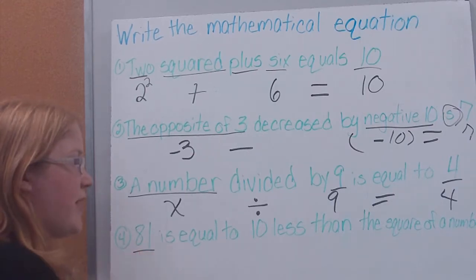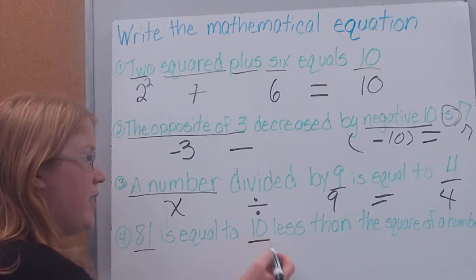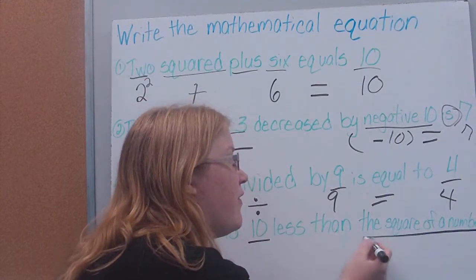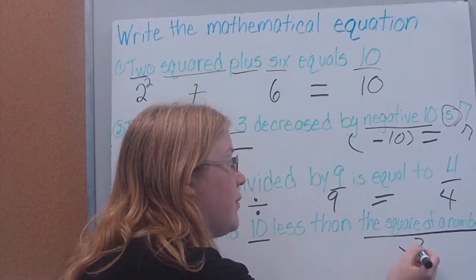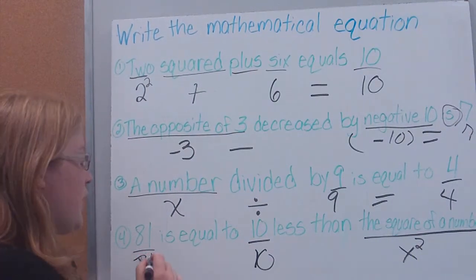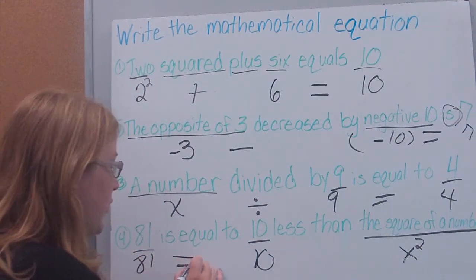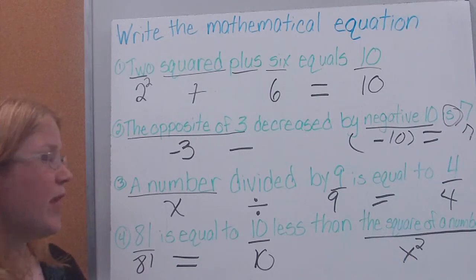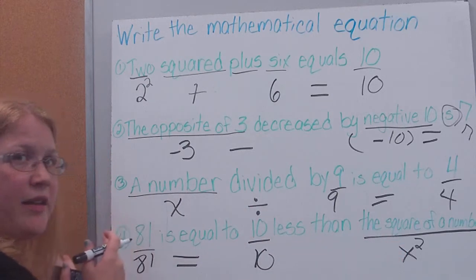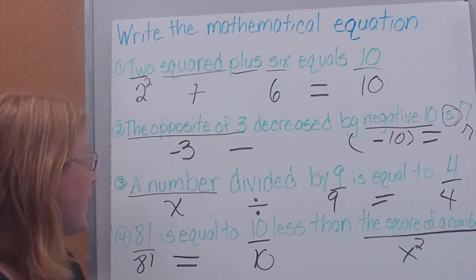So here again, identify my numbers first. 81, 10, and the square of a number, x squared. So 81 is equal to, so we can start out by writing our equal sign. And it's okay if we flip-flop them. You're probably used to seeing the operating sign on the left. It's okay if we do it the other way, that's fine.